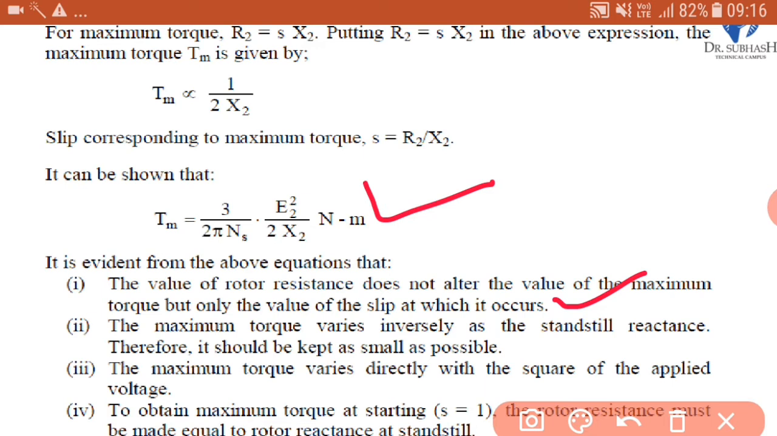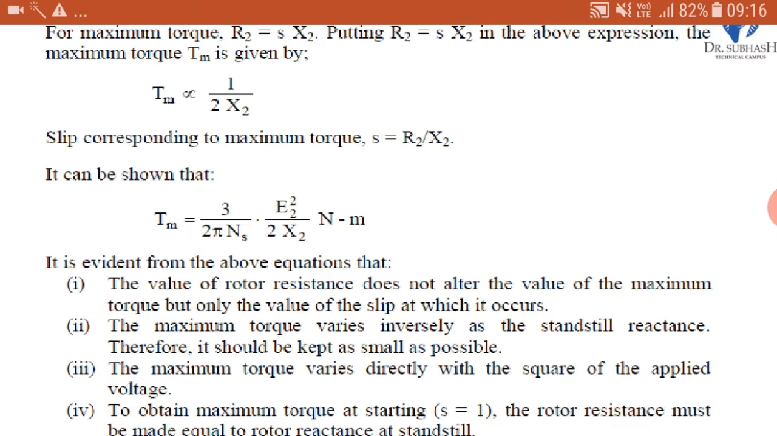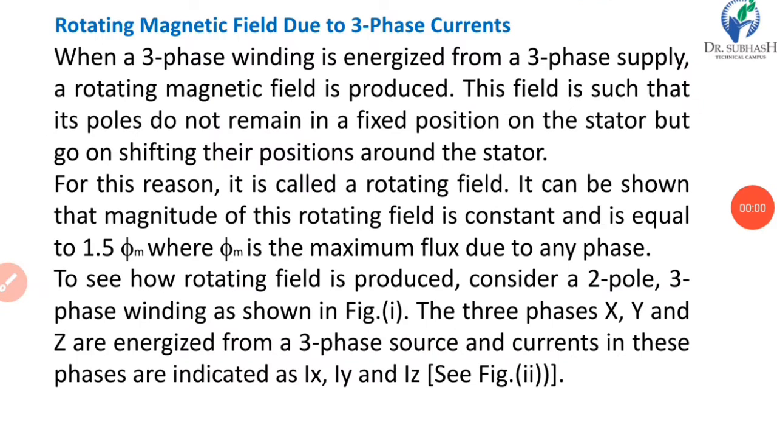To obtain maximum torque at starting, it means slip is equal to 1, the rotor resistance must be made equal to rotor reactance at standstill. So this is the condition for starting maximum.